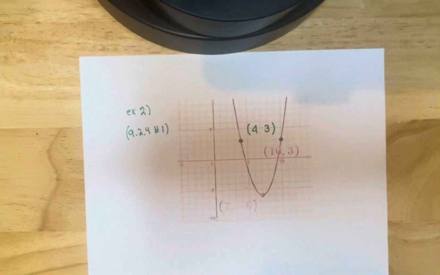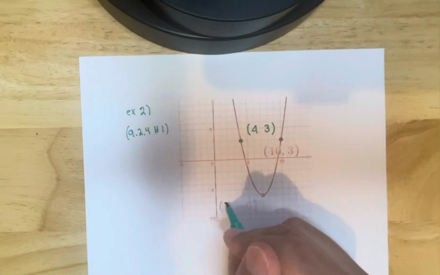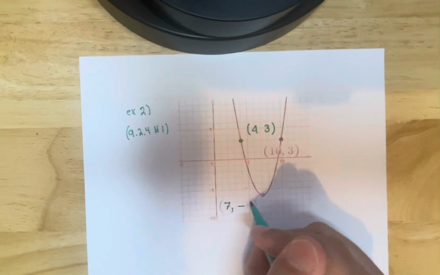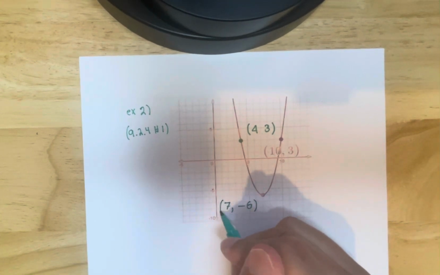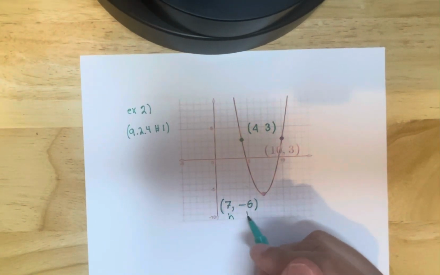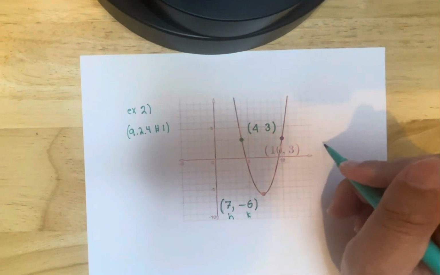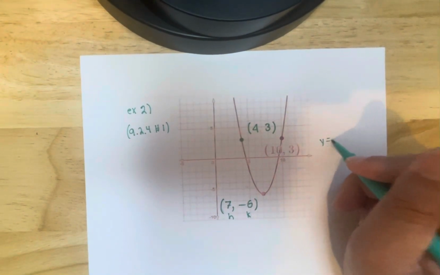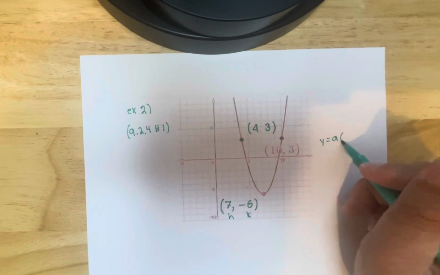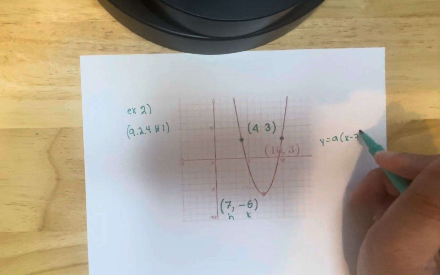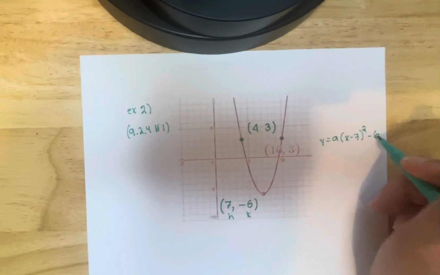In example 2, we're going to notice it's also a graph. That's okay. But we want to find the vertex, and the vertex is given to us. It's 7, negative 6. Because of that, I know that this is my h and k, so I'm instantly going to plug this in. It's going to be y equals my a, which I don't know, times x minus 7 to the second power, and then minus 6 is my k.